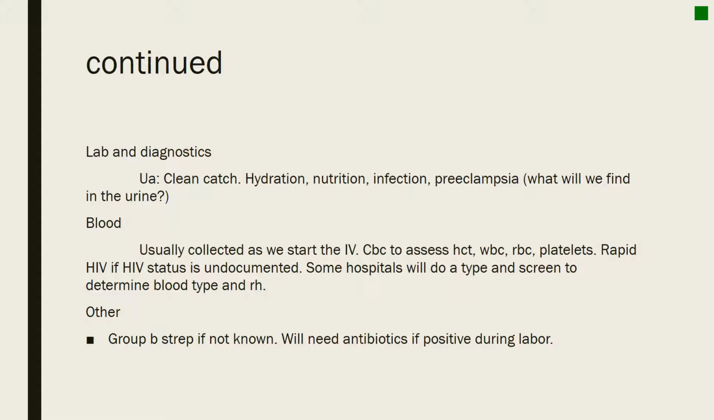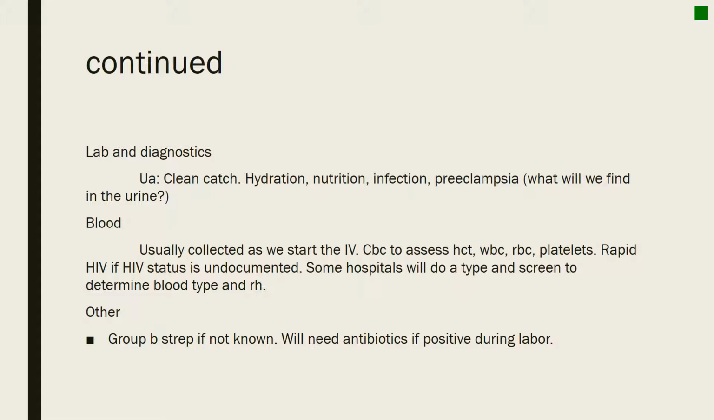Lab and diagnostics. We pretty much know that every time a pregnant woman goes to the doctor or the hospital, we get a urinalysis. It can tell us hydration, nutrition, infection. If there's more than 1+ protein, we're going to worry about preeclampsia. We're going to start blood. Usually we do that when we start the IV, we go ahead and get the blood.